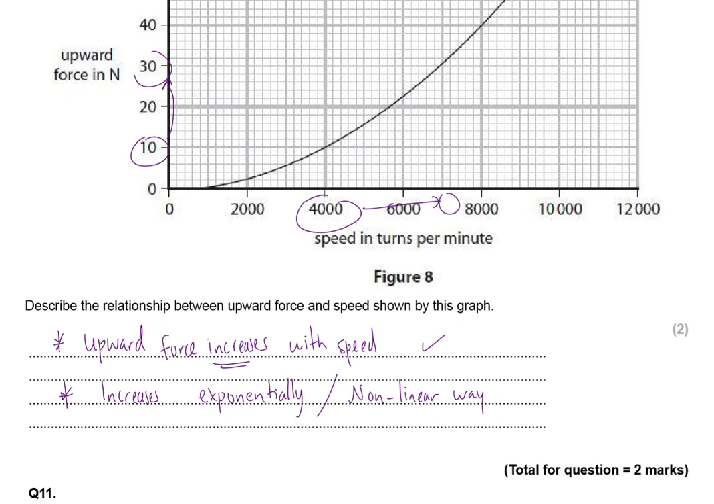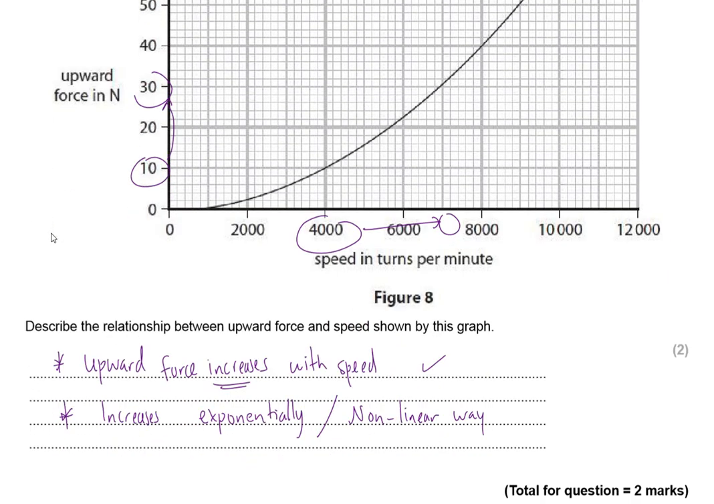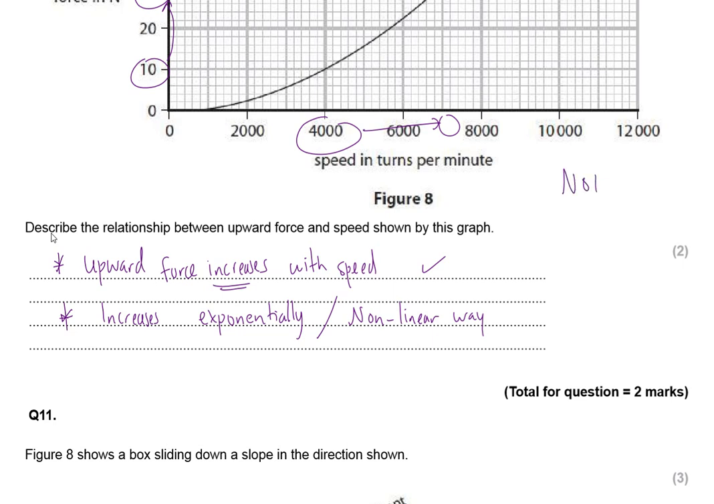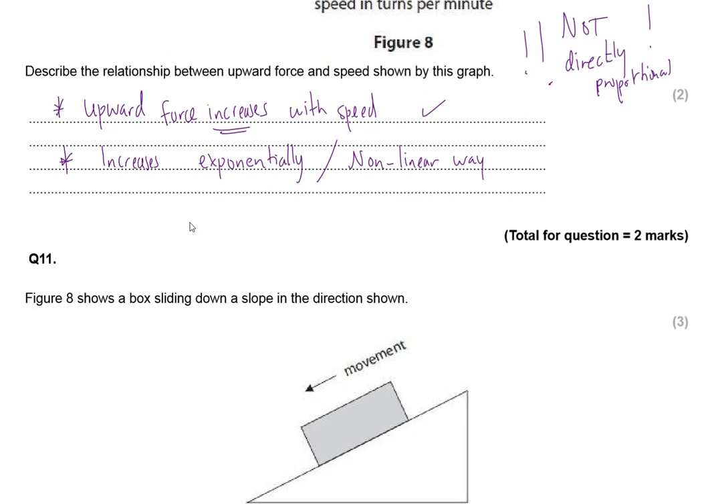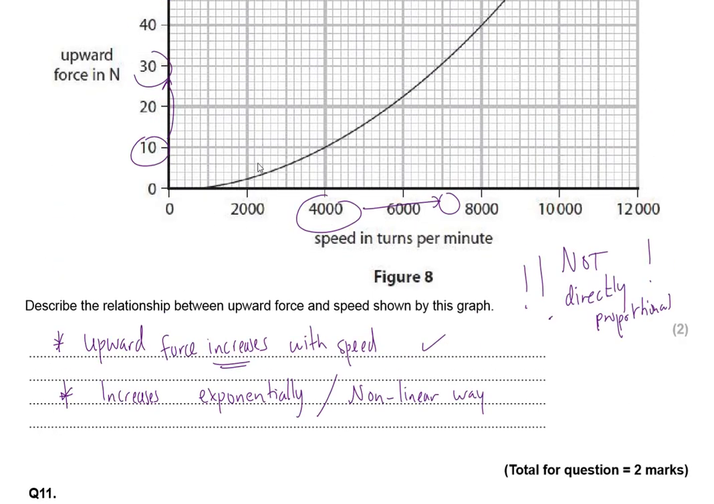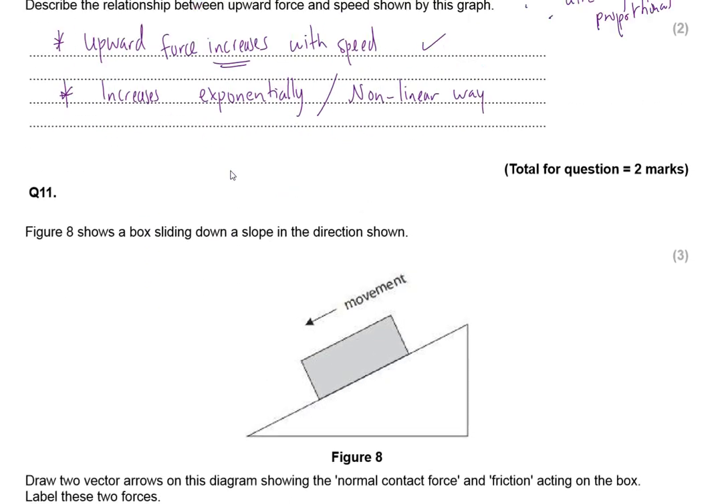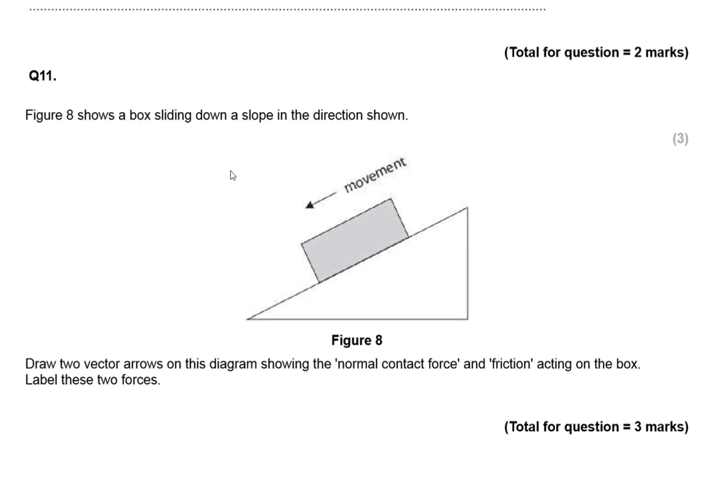Look at that. This is not a straight graph. I'll write down not directly proportional. This is not directly proportional because it's not a straight line graph, and also when one goes up, the other one doesn't go up by the same amount.